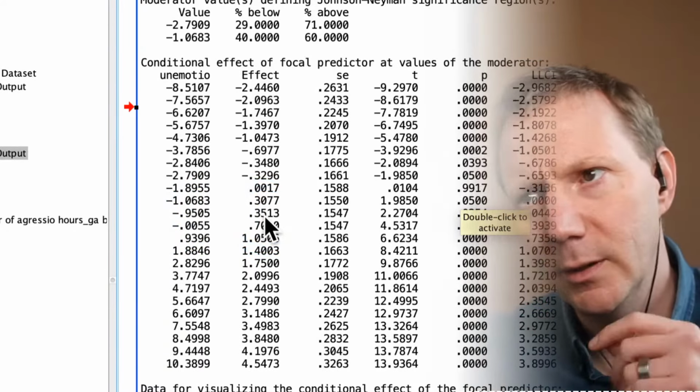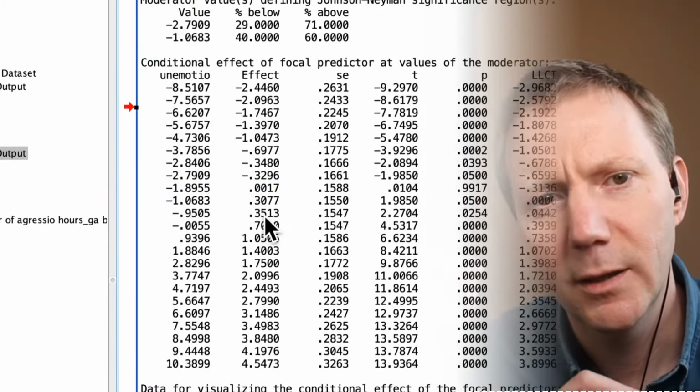So with the Johnson-Neyman addition, you can find out at what points you see the relation between the hours spent gaming and aggressive behavior at the different levels of the moderator, at which point it's not significant anymore, and when it is significant again, flipping to the other side. So you have a bit of a nuanced view on what the relation is.